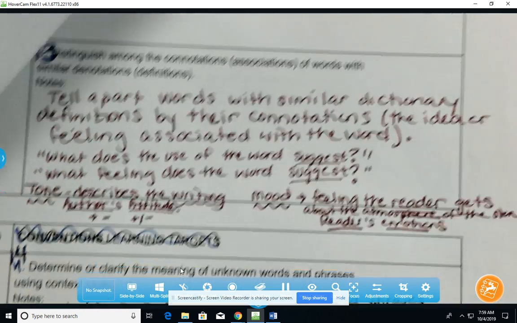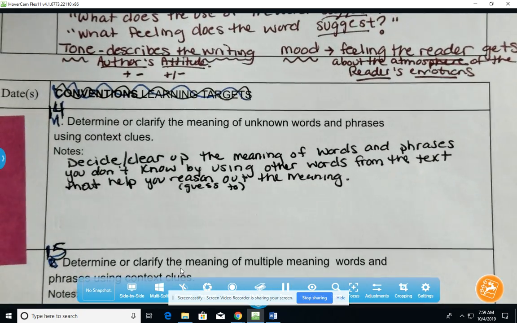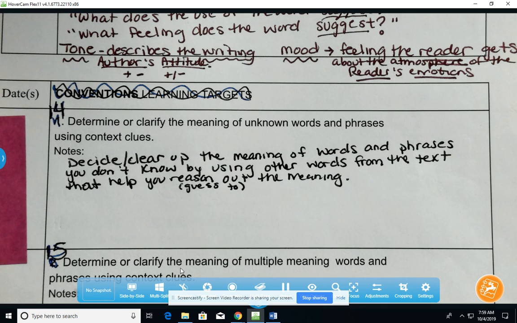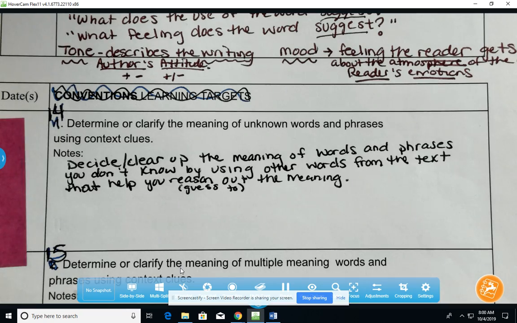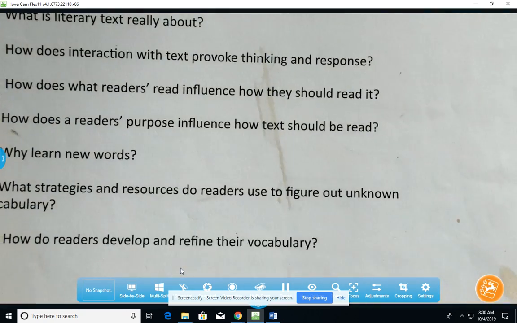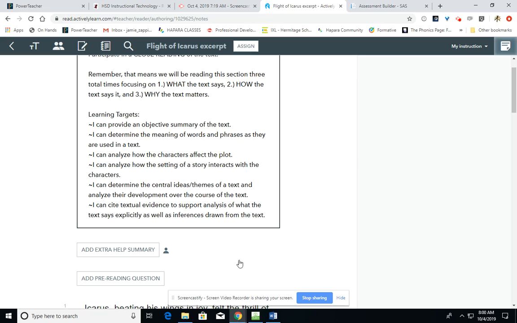And we are also in this first reading going to look to see what words we don't understand from this section. I want you to find a word that you don't understand to highlight. And we're going to look at the context clues to determine or clarify the meaning of that word. What that means in our language is to decide or clear up the meaning of words and phrases that you don't know by using the words around it in the text that helps you reason out, or basically guess, the meaning of the word that you don't know. So we are going to take some time to do that in our first phase of reading.